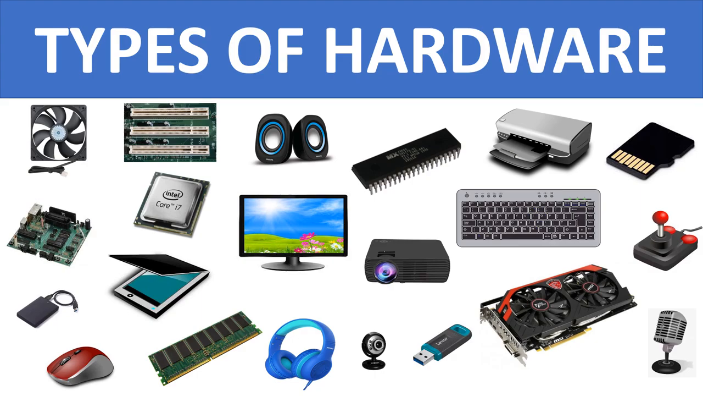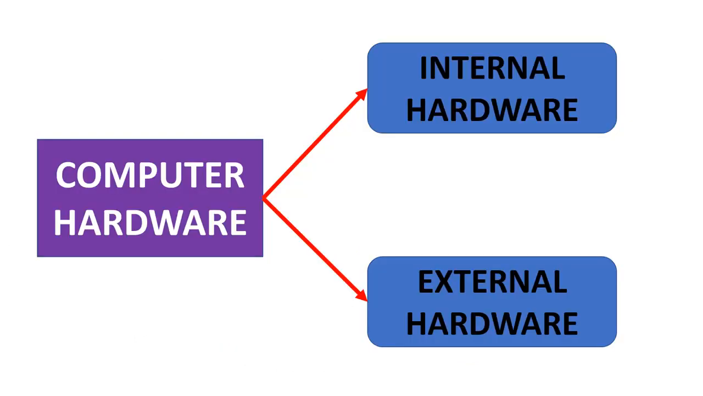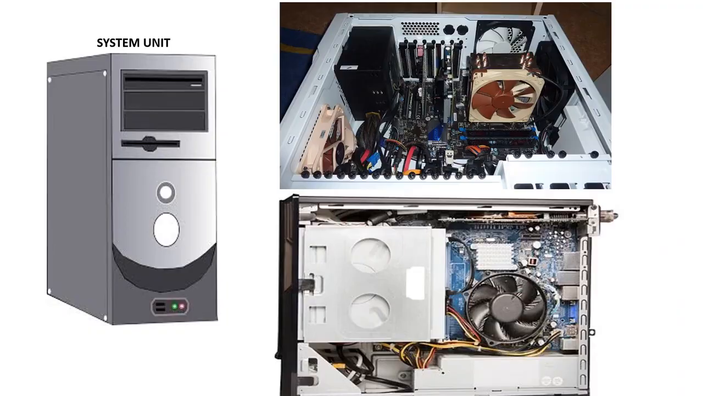Types of hardware. Computer hardware is the physical parts of the computer system. Computer hardware is divided into internal hardware and external hardware. Internal hardware. Internal hardware are hardware found inside the system unit.